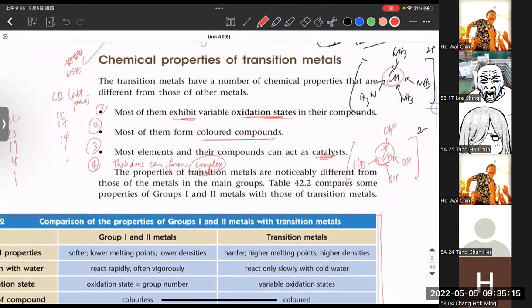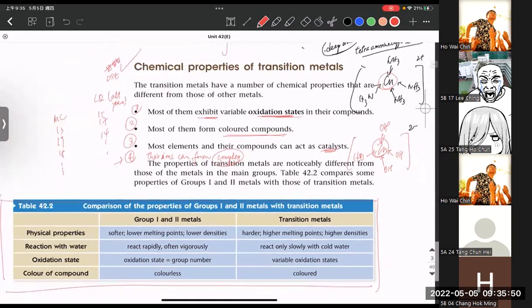Three, most metals and their compounds act as catalysts. Of course, the hidden message is that you need to give me examples of the transition metals and compounds being catalytic. And number four, if you don't want to memorize it, it's up to you. But you should appreciate that the ions can also form complexes, while it is rarely found in group 1 and group 2 metals.